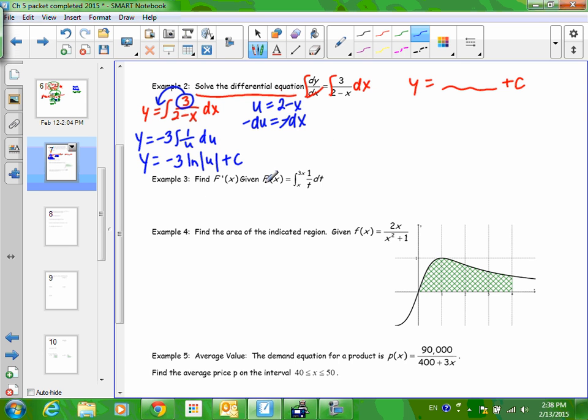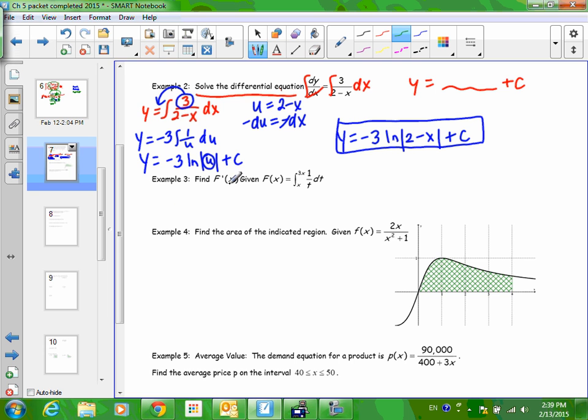All right, can I leave my answer like this though? No. We have to say, okay, what was u again? It was equal to 2 minus x, and that has to be what I write in my final answer. Okay, and again, if they gave us an initial condition, we would have had to do a little bit more work to find that plus c and then rewrite the answer, but I don't have an initial condition, so we kind of get out of that step here.